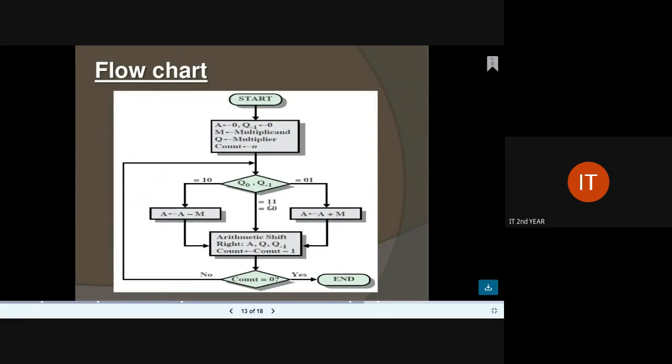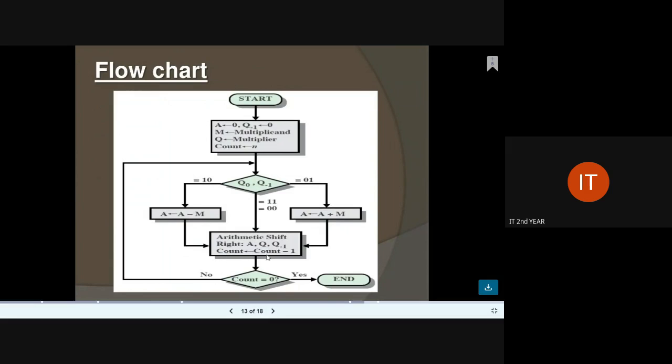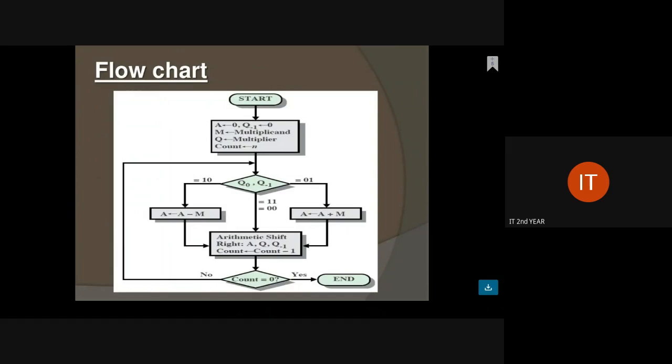If the value is equal to 11 or 00, then we just go on to the arithmetic shift right process, that is we shift the values of A, Q and Q minus 1. Once this first step is accomplished, we have to decrement the counter, so count is equal to count minus 1. Now again we check whether the count value is equal to 0 or not. If the count value is 0, then we can end the particular arithmetic operation.